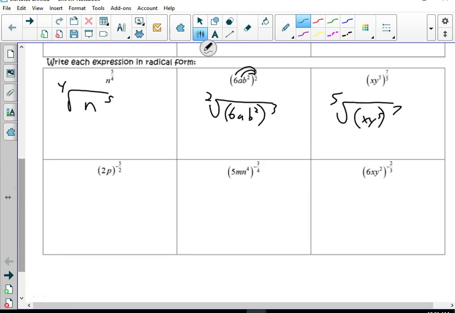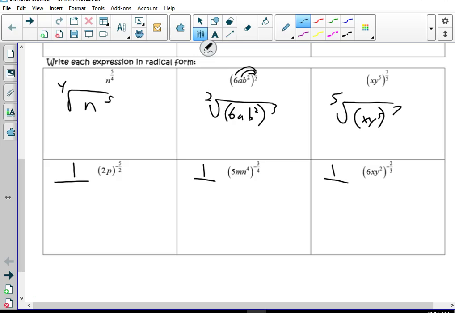Okay? You see that negative, and we immediately write 1 over. In fact, we're going to do that right here. As soon as we see that negative, we're going to write 1 over, 1 over, 1 over. We're going to get that in our head. Negative exponent, write 1 over.